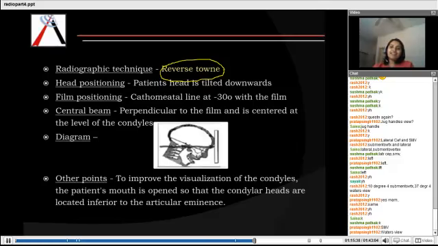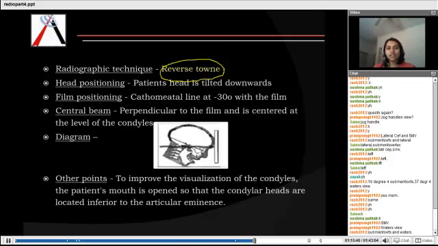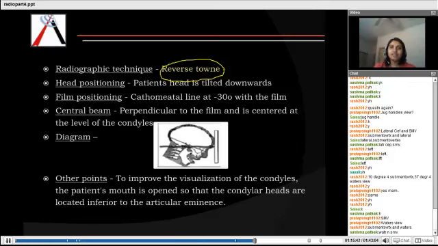Yes, submental vertex and Waters view. In submental vertex we tilted so much that the centimeter line was 10 degrees to the image receptor, while in Waters it was 37 degrees. Okay, next we come to the reverse Towne projection.